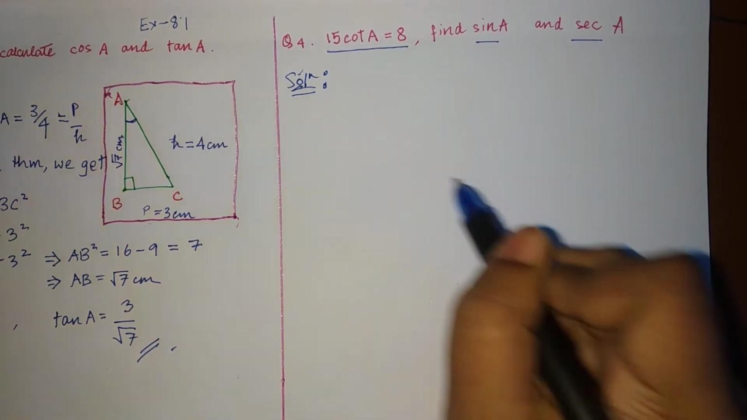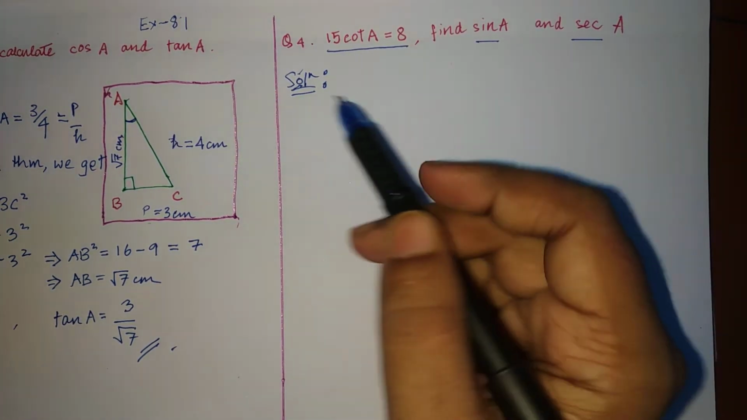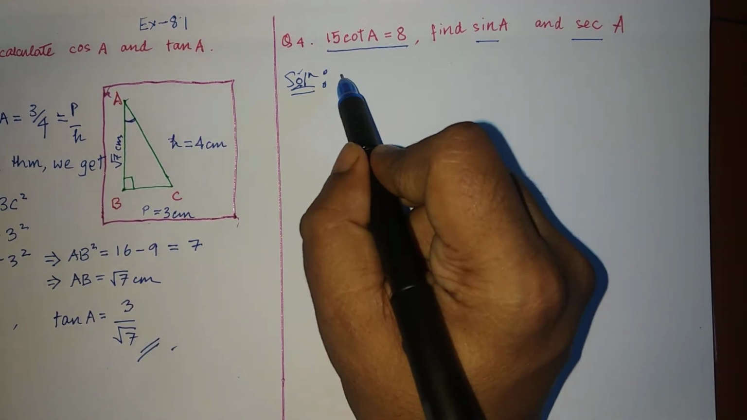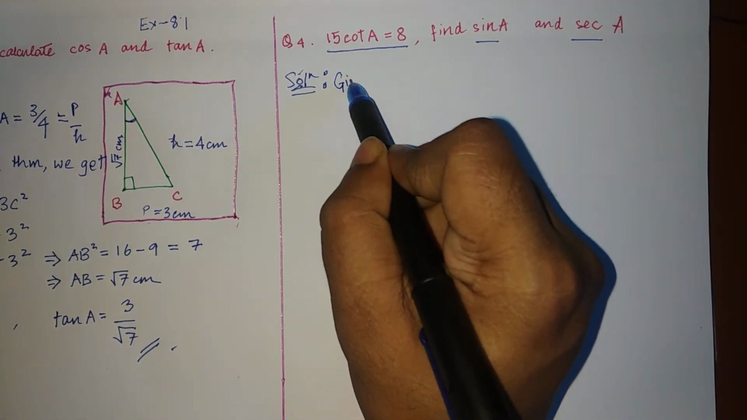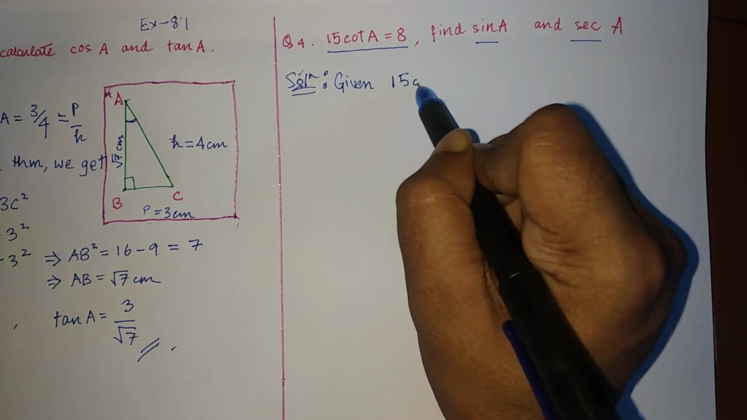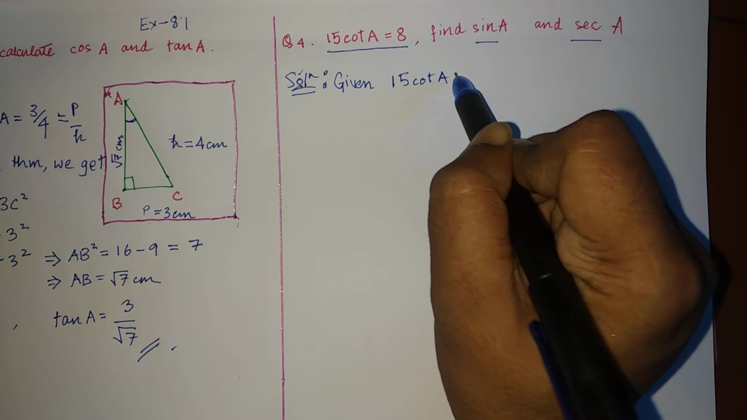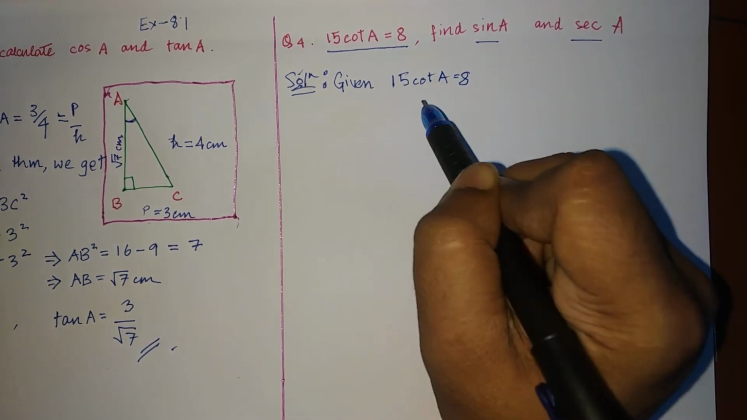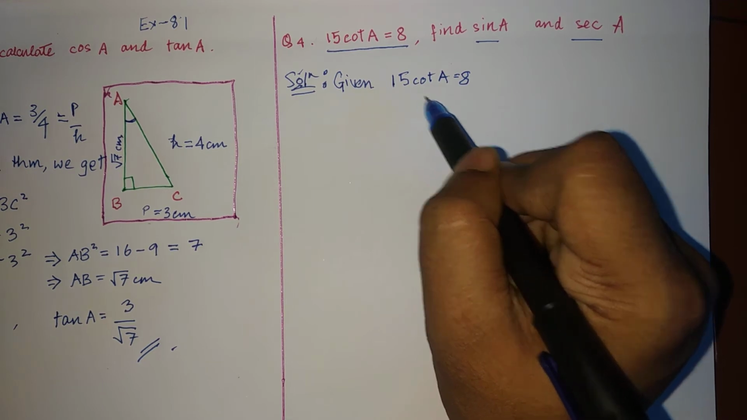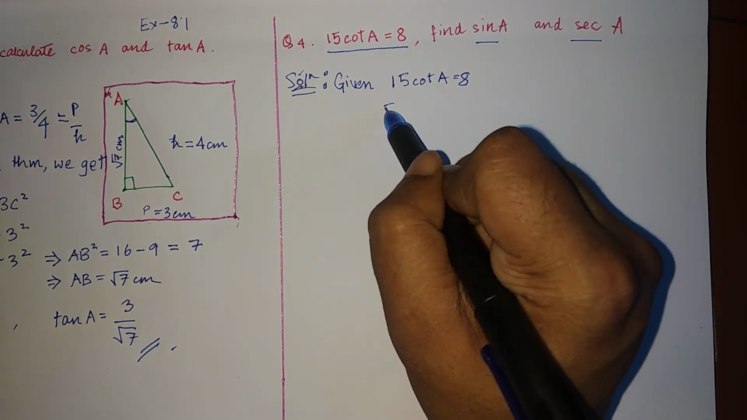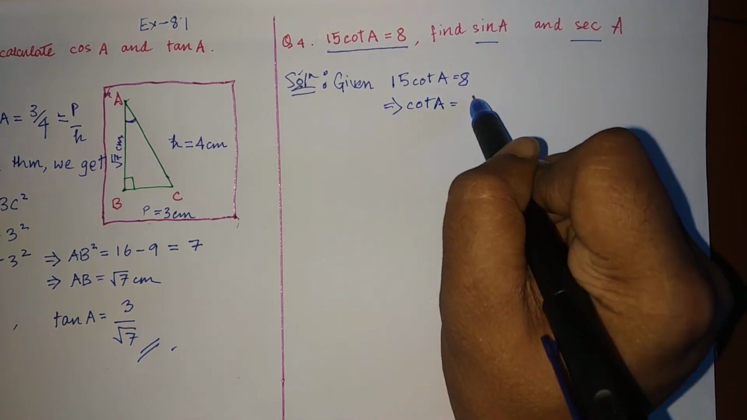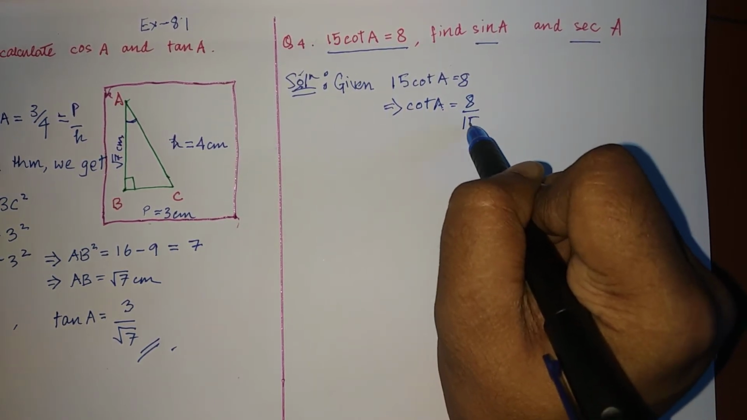The procedure is same as the question before. You will have to write the given information. 15 cot A equals 8. Now bring the 15, which is in multiplication with cot A, to the right hand side. The equation will become cot A is equal to 8 by 15.